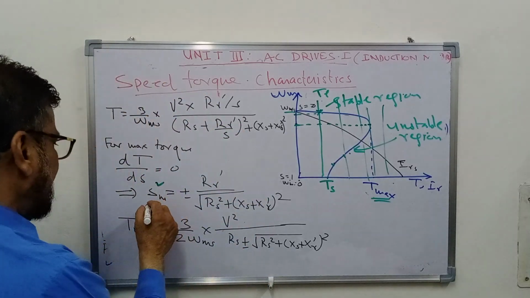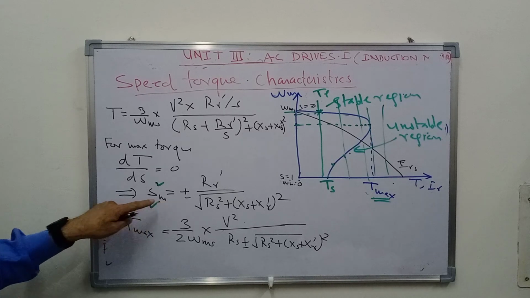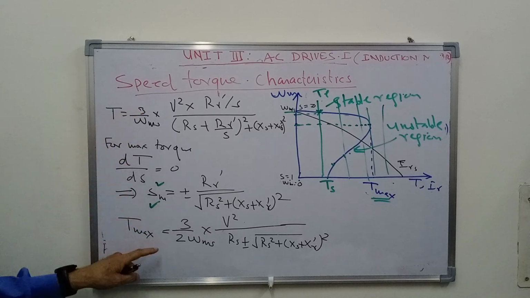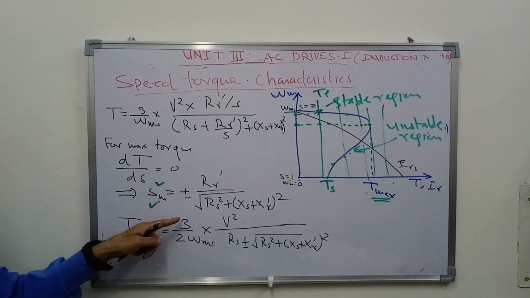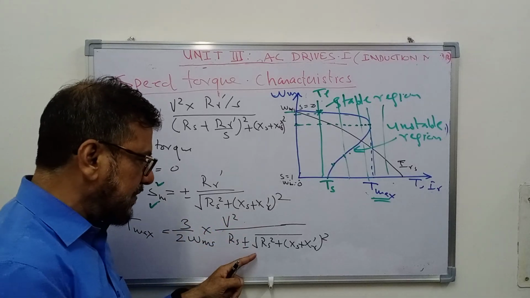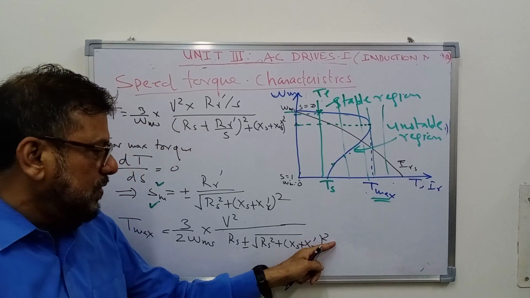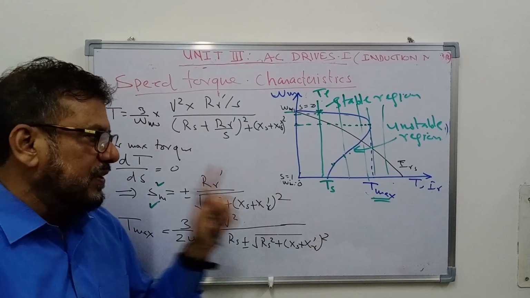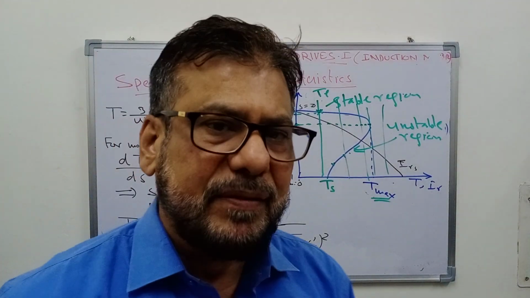This is the value of maximum slip, and if you put it in the torque equation and do some simplification, you will get Tmax equal to 3 upon 2 omega ms times V square upon Rs plus minus the square root of Rs square plus (Xs plus Xr dash) square. So this is the expression for the maximum torque.